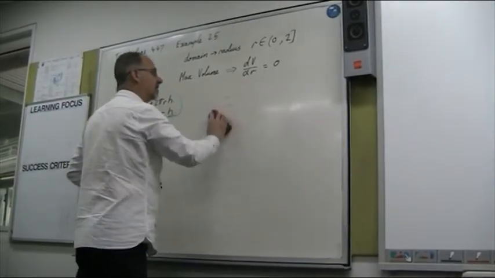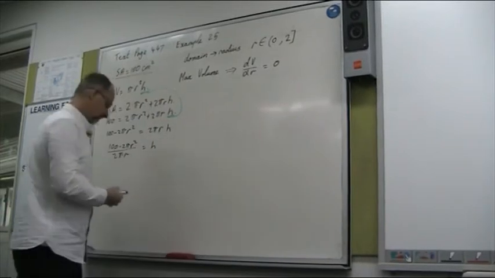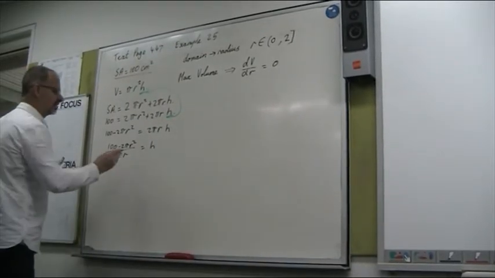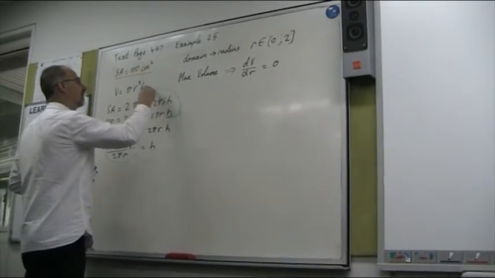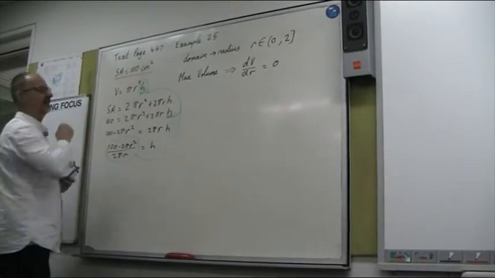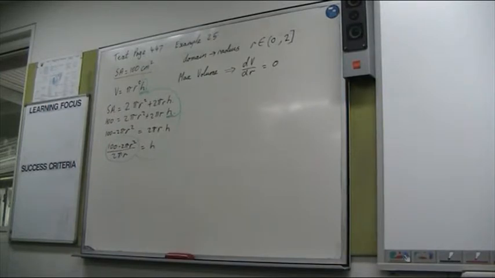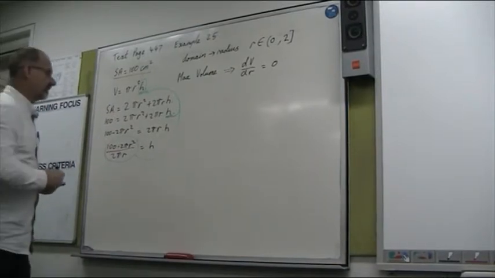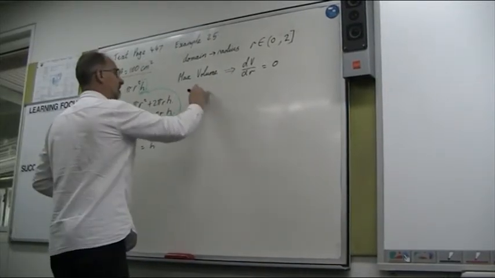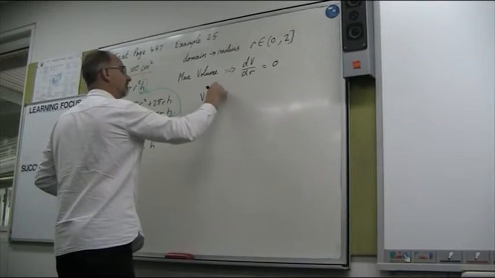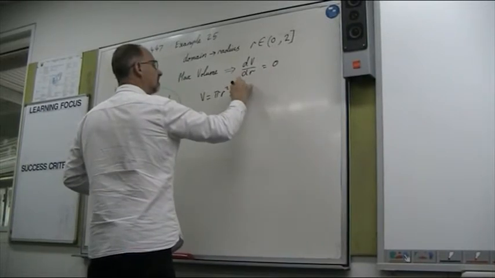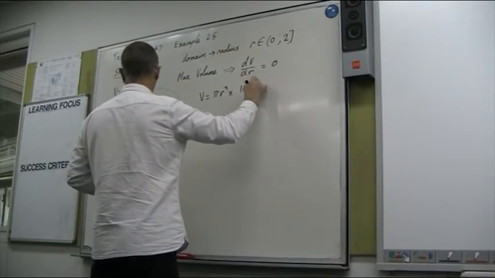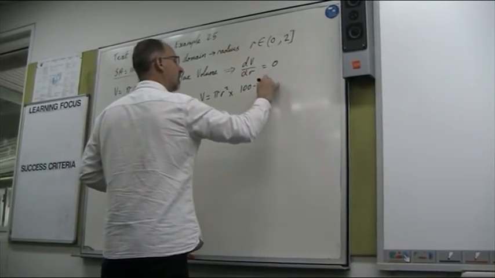So now I'm going to take all of that, and all of that is going to go in here. So when I do that, the volume is pi r squared times 100 minus 2 pi r squared.